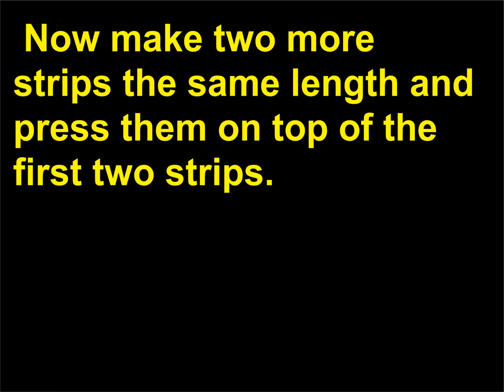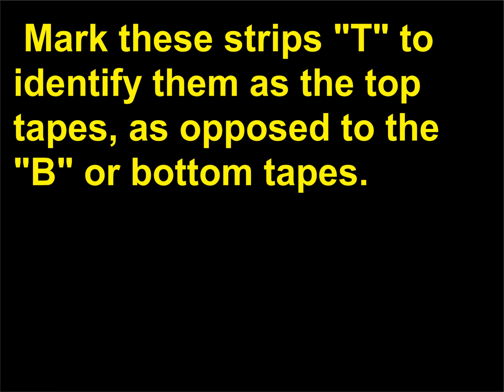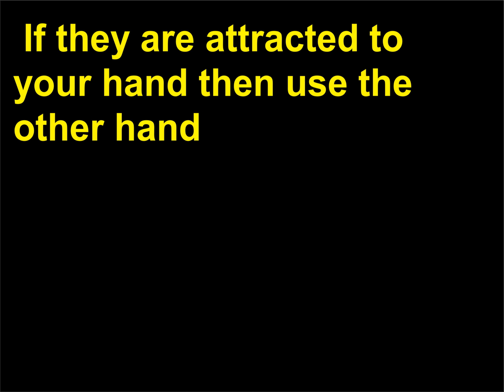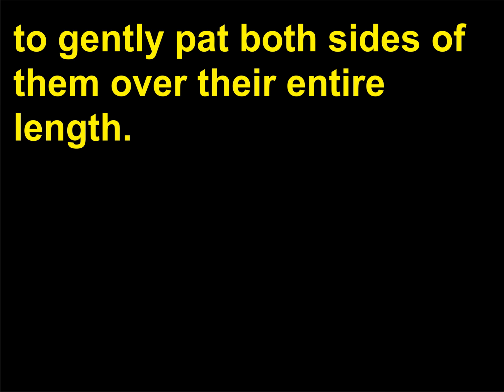Press the two strips back on your desk. Now make 2 more strips the same length and press them on top of the first 2 strips. Mark these strips T to identify them as the top tapes, as opposed to the B or bottom tapes. Slowly pull the T and B pair of tapes off the desk together. If they are attracted to your hand, then use the other hand to gently pat both sides of them over their entire length.